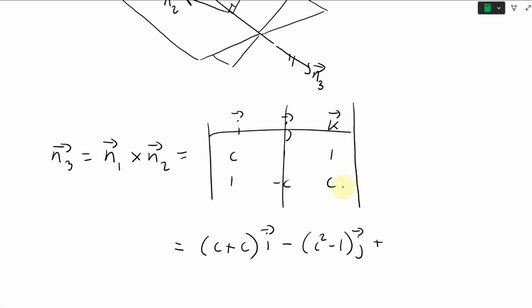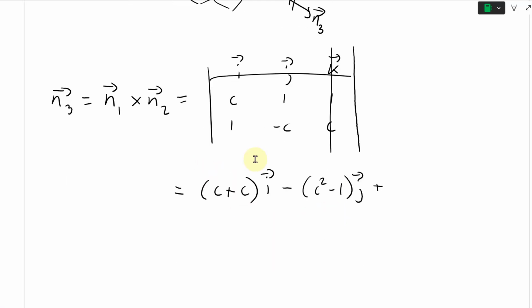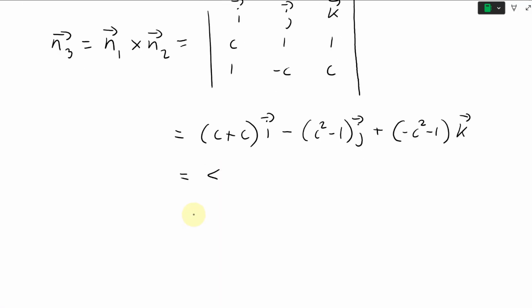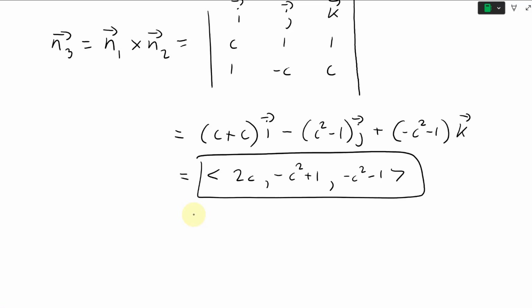And then plus, now the K component. Erase this, cross this out. So now we're going to go C times negative C is negative C squared, then minus 1 times 1 is 1. Like that, K. Let's erase this and write this all down in component form, the vector bracket form. C plus C is 2C. And then we're going to get negative C squared plus 1. And then this one's going to be negative C squared minus 1. So this is our N vector, or N3 vector.